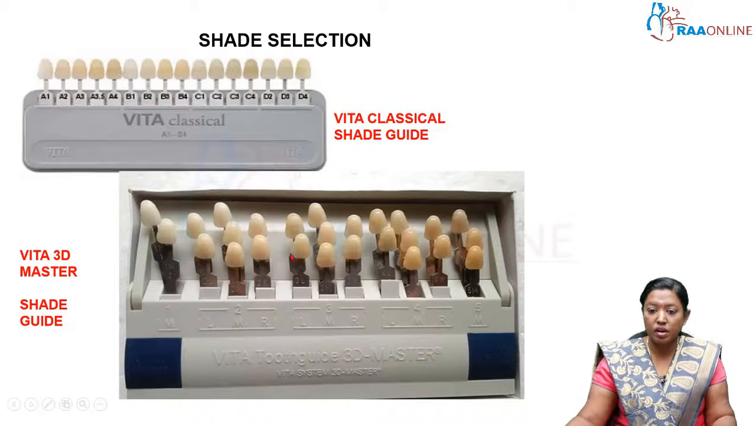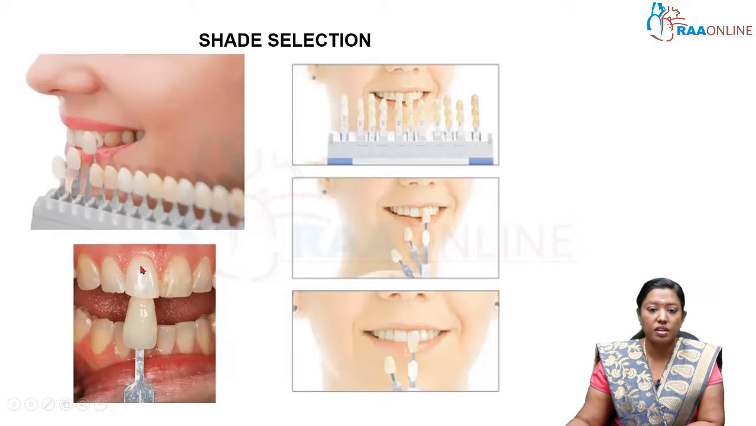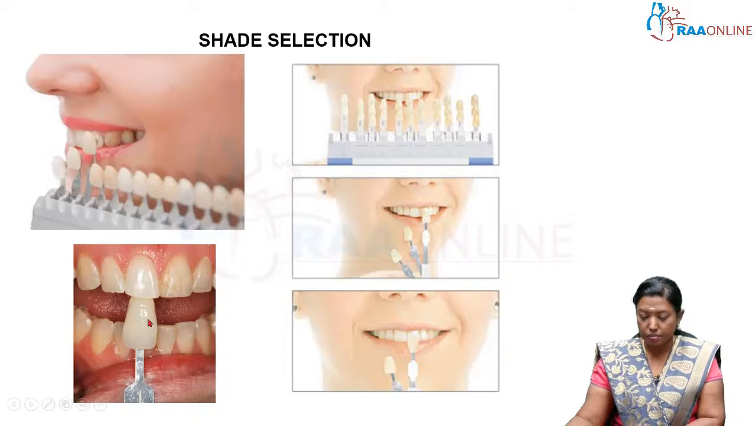Shade selection should be done like this. You take the particular shade tab and place it in contact with the palatal surface of the tooth to be restored. Ask the patient to slightly open the mouth and place the shade tab intraorally in contact with the tooth you want to restore. When you look at it, you can match the shade. You should not do it for more than 5 seconds. If you do it for more than 5 seconds, your eyes' rods and cones will be strained and you tend to select a darker shade. So always do the shade matching within 5 seconds.